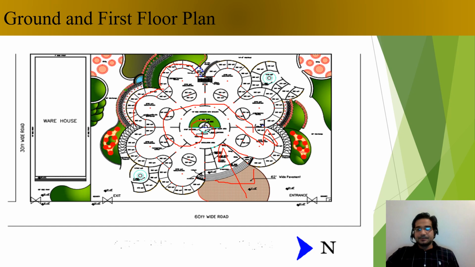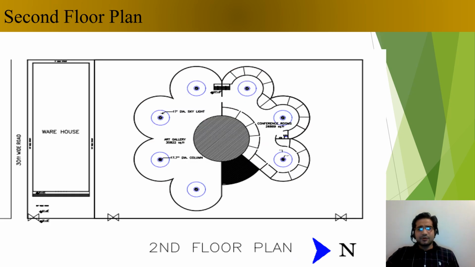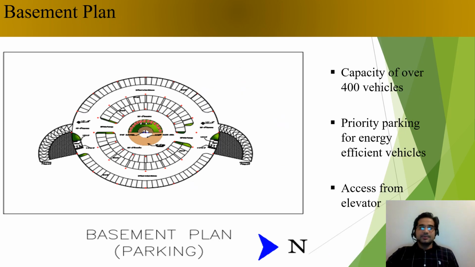Really, really easy. This is the second floor, same concept, and it's just a mirror image of the first and the ground floor. The basement. The basement actually has a capacity of 400 vehicles. It's a priority parking for energy efficient vehicles because it's a green idea. So we are giving priority to the energy efficient vehicles only. And the basement is also used to access the first and the ground floor and the other shopping malls through the elevators.